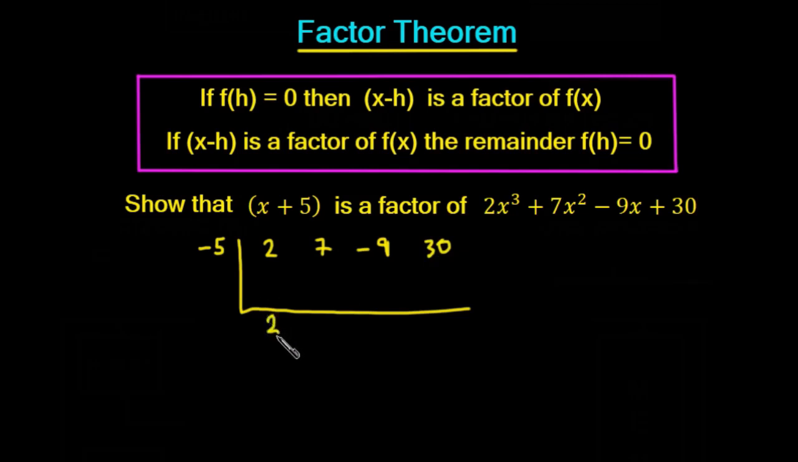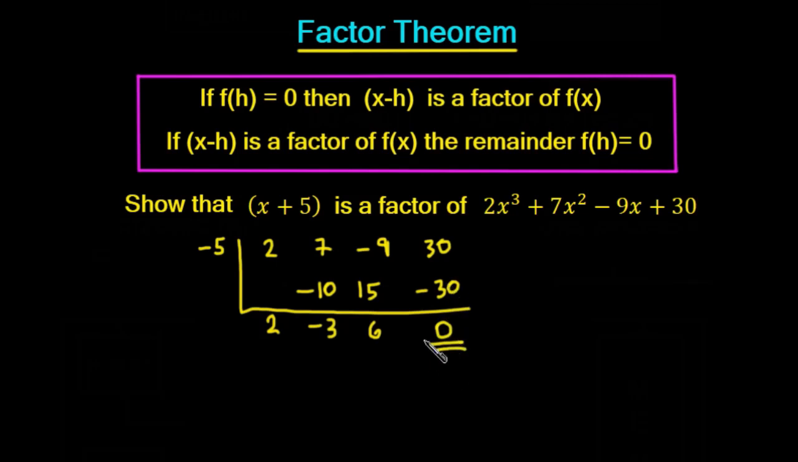So we start off at 2, we say minus 5 times 2 is minus 10, minus 10 plus the 7 is going to be minus 3, minus 5 times minus 3 is plus 15, and minus 9 plus 15 is 6, minus 5 times 6 is minus 30, and if we add minus 30 to 30 we get a value of 0, and this here is our f of h, which is the remainder.